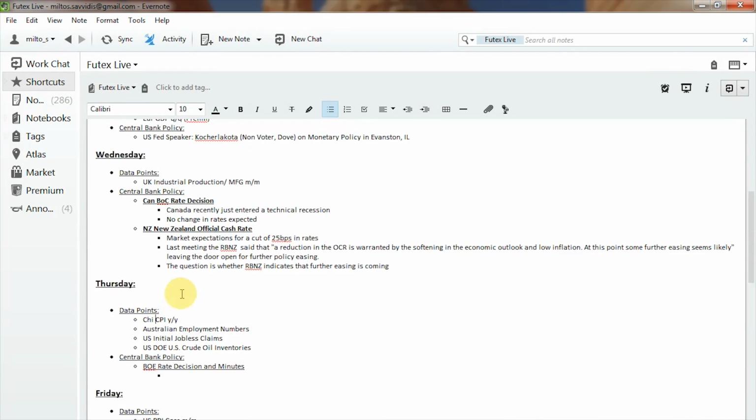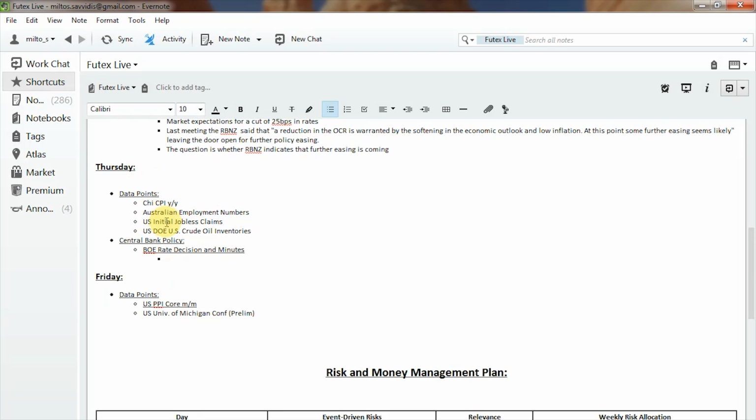We've got data points on Thursday. We've got the Chinese CPI figures. Obviously, China being largely in focus. Keep an eye on the CPI figures. If we get anything much lower than expected, that could be indication that we're getting further slowdown, and that could warrant some sort of move out of the PBOC again.